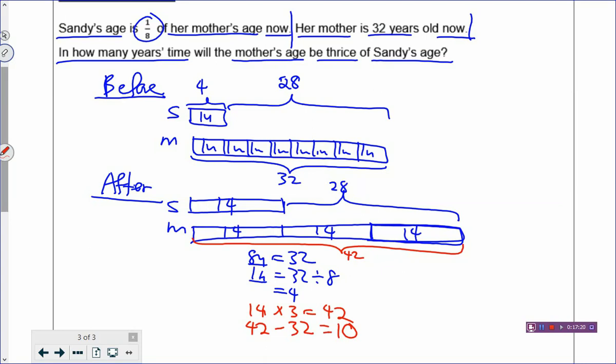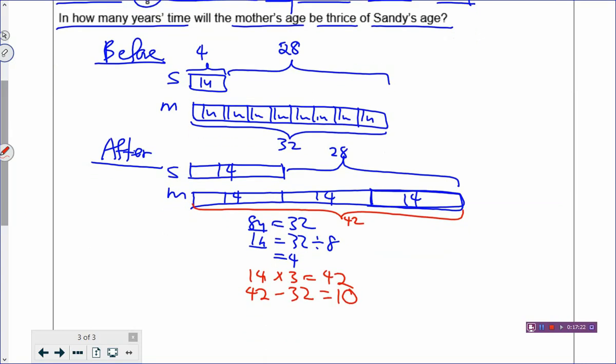Then if you want to check your answer to see whether the answer is correct, you look at Sandy. How old is Sandy in 10 years' time? That will be 14, right? Sandy will be 14 years old. And then how old is Sandy now? Sandy is 4 years old now. So in how many years' time will Sandy be 14 years old? So you take 14 minus 4. So Sandy will be 14 years old in 10 years' time. So you can see that your answer is correct, right?